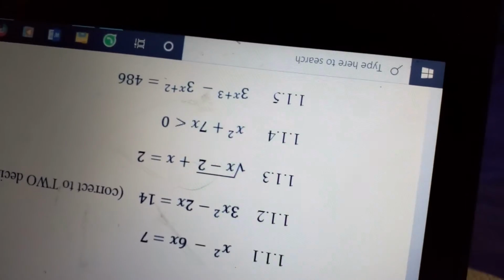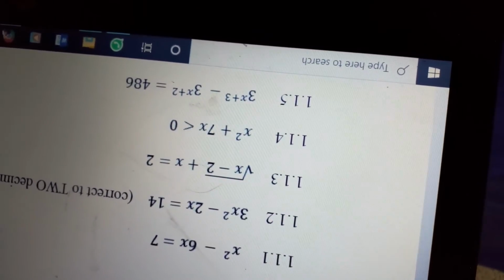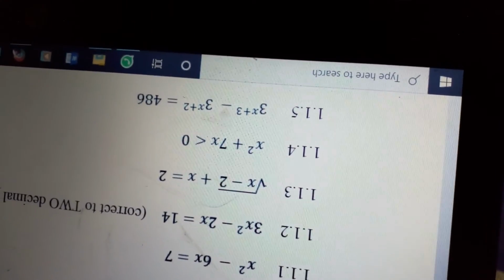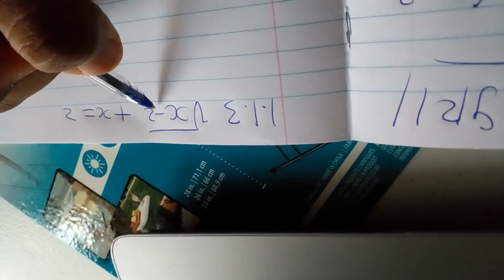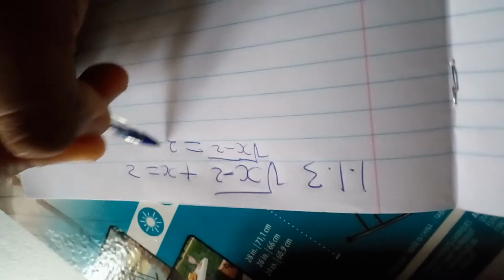Let's go to the third one, which is the square root of x minus 2, plus x, equals 2. Let's work it out. For this kind of question, since it is a square root of x minus 2, for us to find x, we must get rid of this square root. Write it again, square root of x minus 2, then take this x to the other side so that it equals 2 minus x.